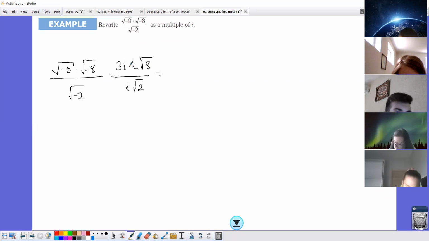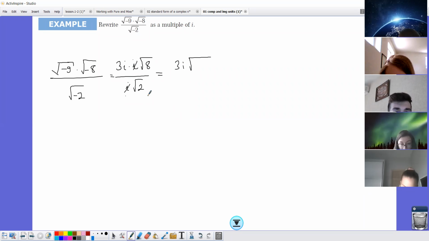Now here, let's see, firstly I will do this operation. I have i times i over i. Can I do the simplifications? Do you remember from fractions? I can simplify this one with this one because there is multiplication. So what is left here? 3i times root of 8 over root of 2.